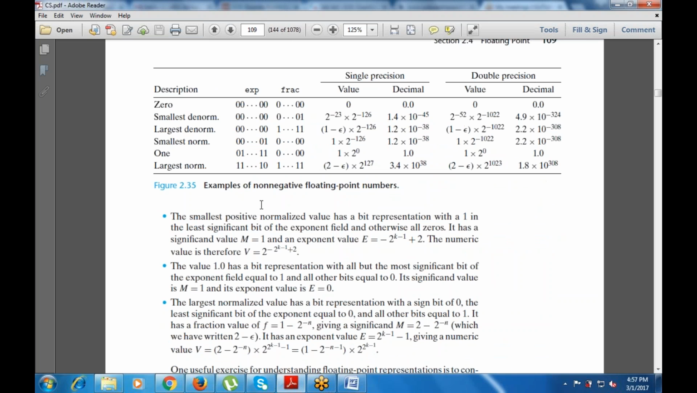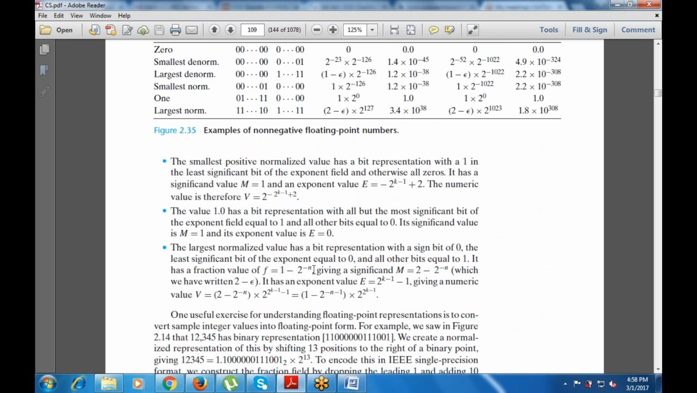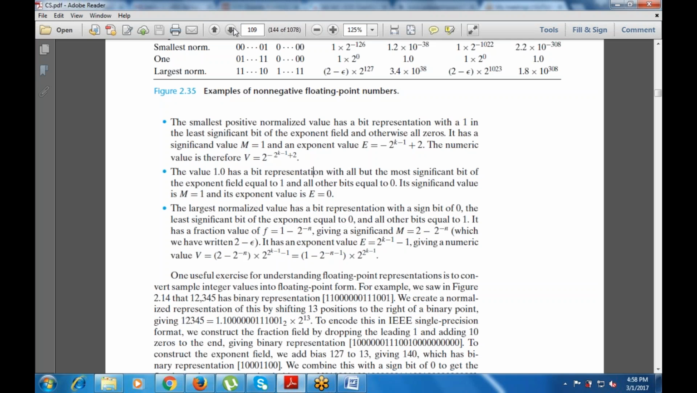Now these are examples of non-negative floating point numbers. This is represented with the smallest positive normalized value that has a bit representation with 1 in the least significant bit.